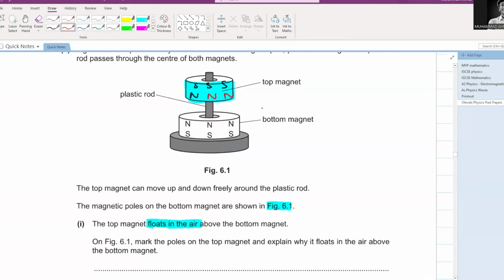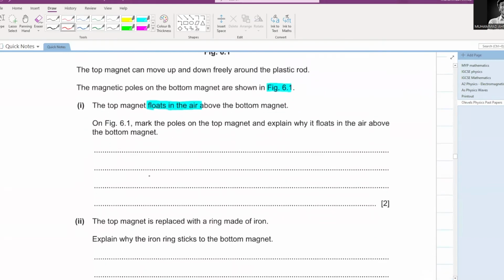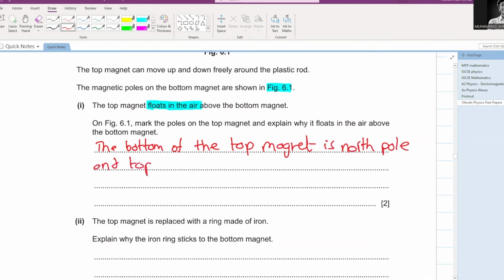Like poles repel, hence the top magnet floats in air. You can write it here. The bottom of the top magnet is what? North pole. Perfect. And the top of the top magnet is south pole. Simple. What will be your last line? You will say, since like poles repel, hence the top magnet floats above the bottom magnet.